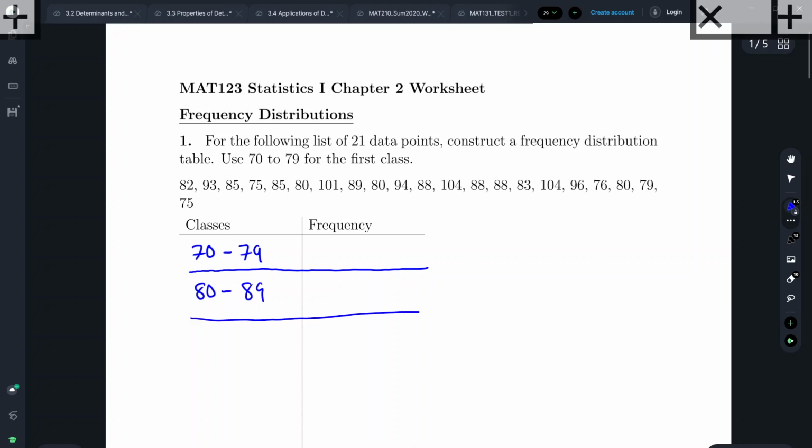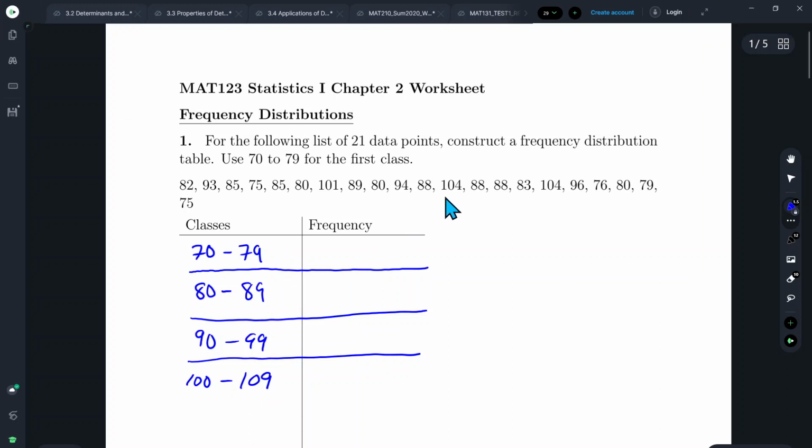The class limits should always have the same width. So this is 70 to 79, 80 to 89, and then we just follow the pattern: 90 to 99, and then 10 more goes from 100 to 109. Again, the highest value in the data is 104, and this class already captures that. So we should have enough classes to cover our data points.